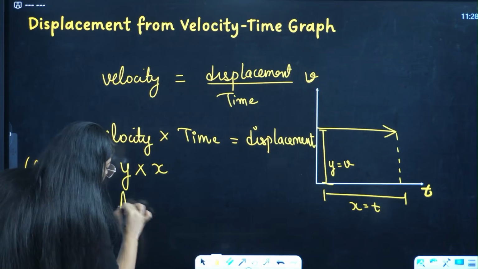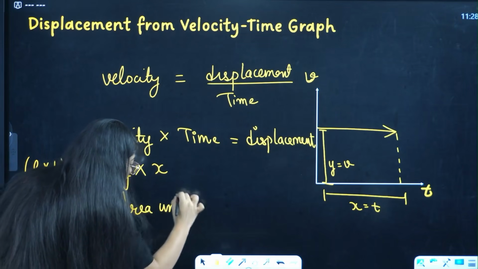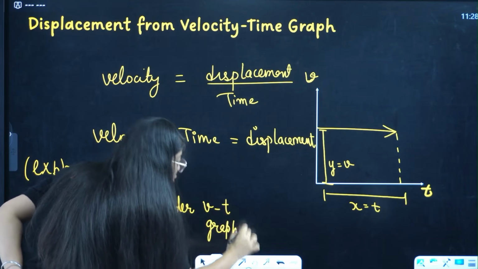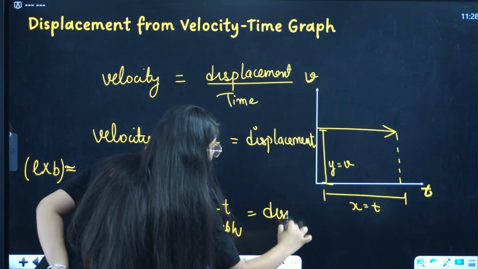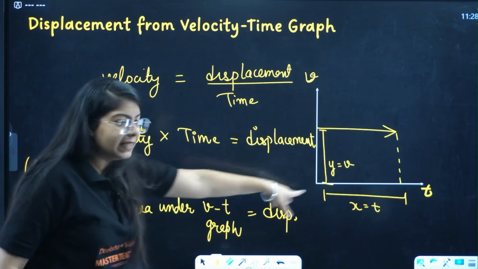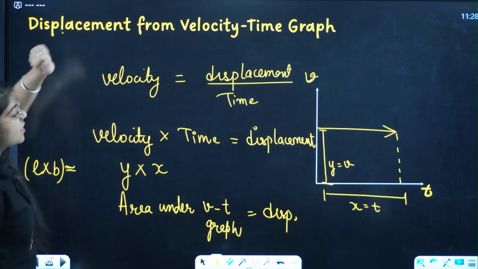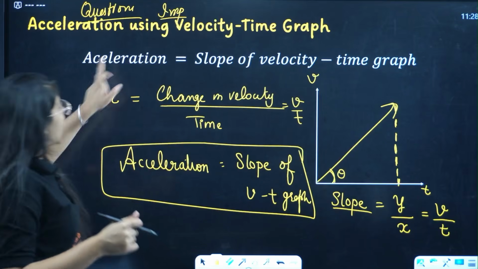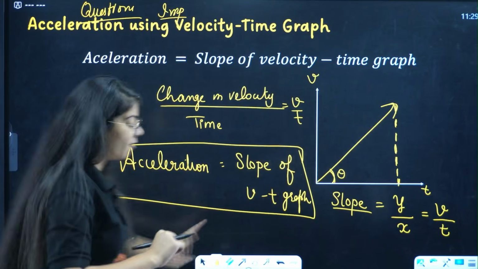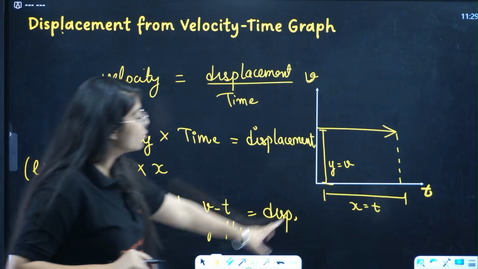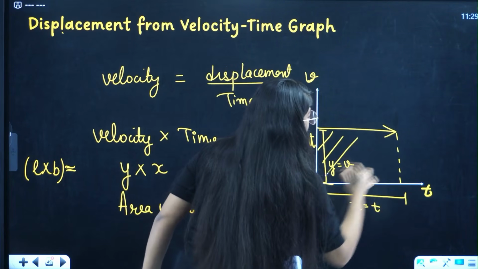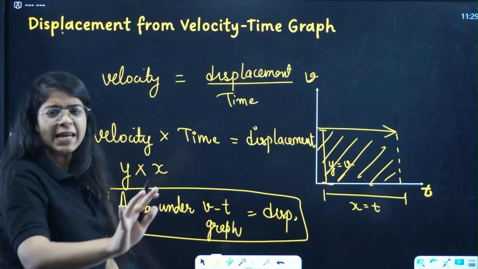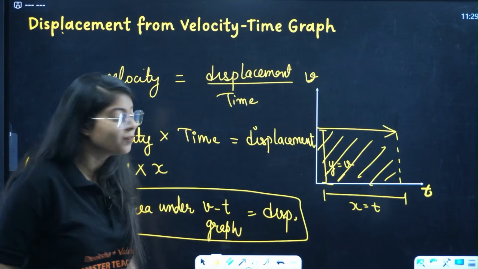So this actually gives the area under the VT graph. Correct? Understood? And this, my friend, is the displacement. So if you have a VT graph and you have to find the displacement, that will be the area under the VT graph. There we had to find acceleration, we were using the slope of the VT graph. But to find displacement, we will be using the whole area under the VT graph. Understood? Very easy.